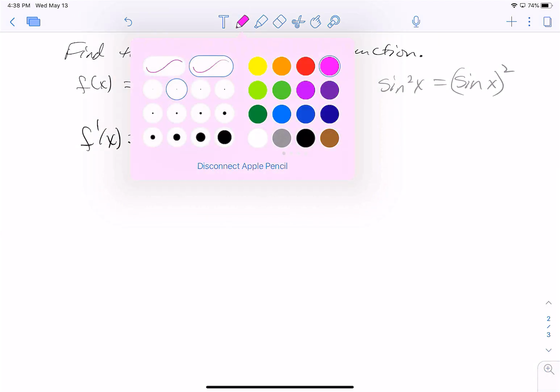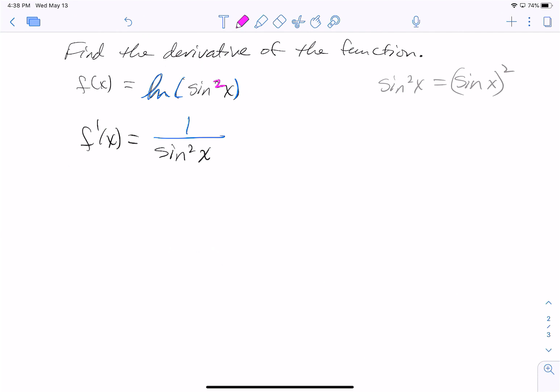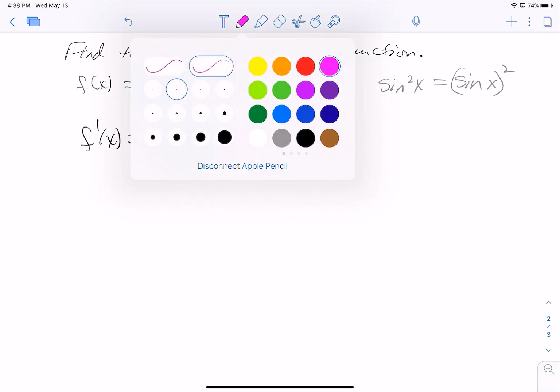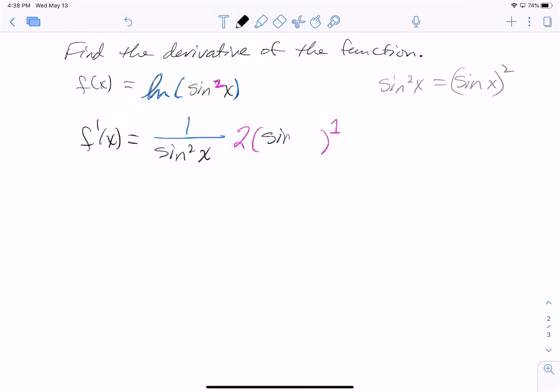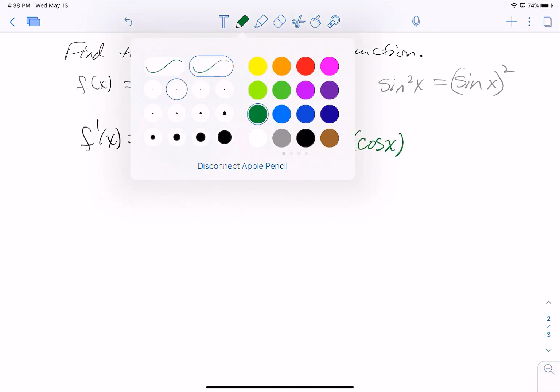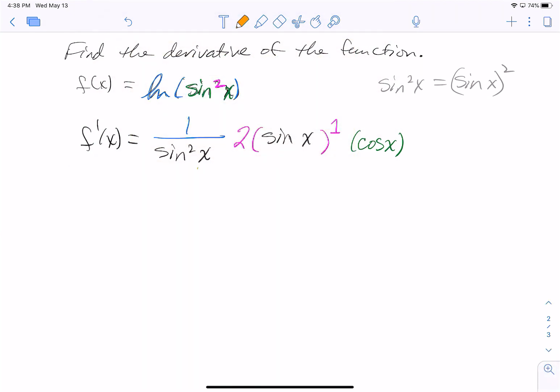And so I'm going to make that exponent pink so we can say we have this middle function here, which is going to be 2 times whatever it's holding to the first power, and what it's holding is, of course, the sine of x. And then finally, the inner function is the sine of x. Its derivative is the cosine of x. And so what we're looking at here is 2 iterations of the chain rule.